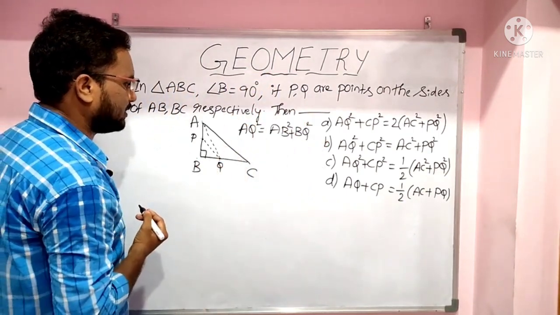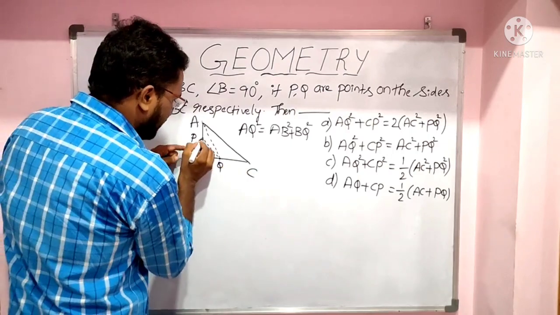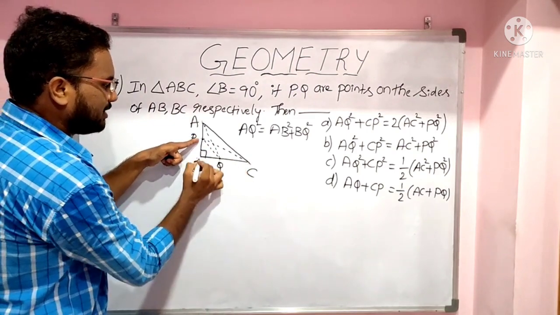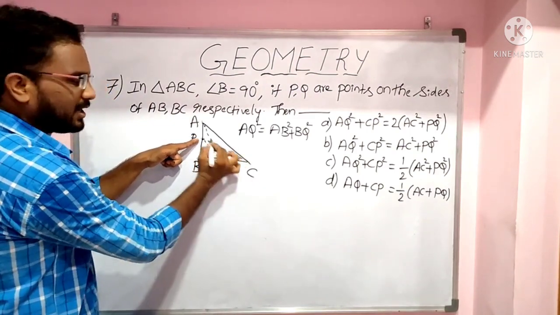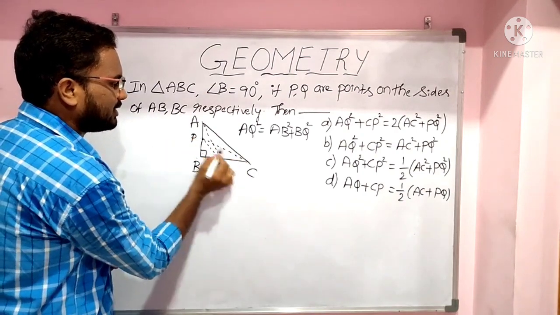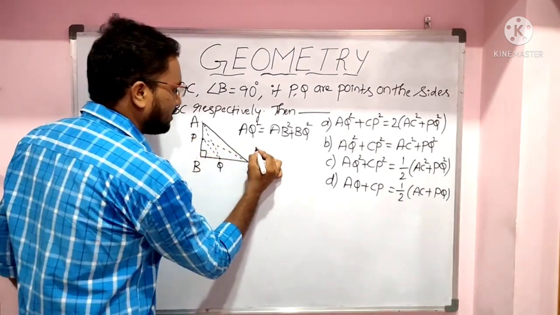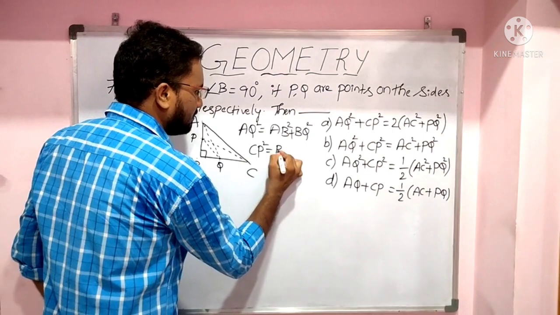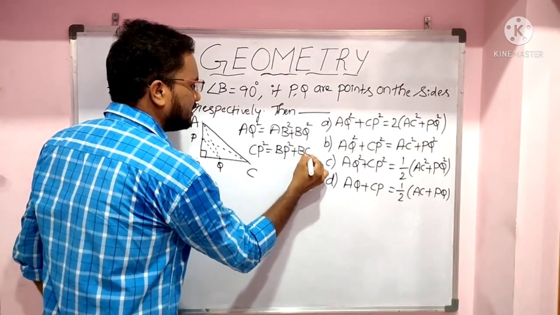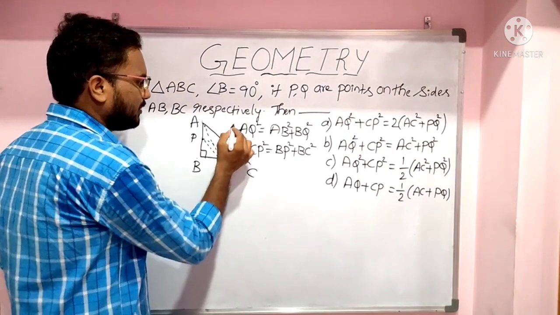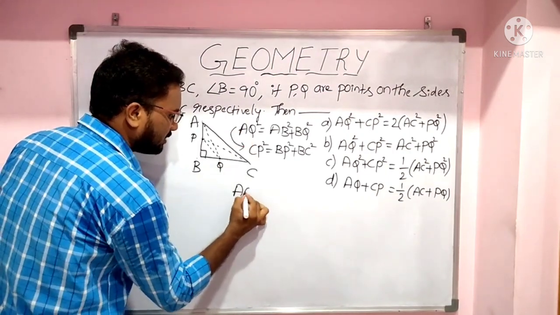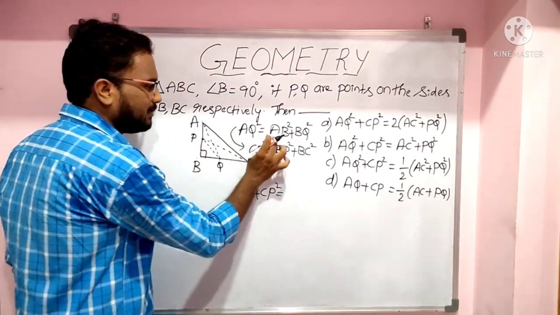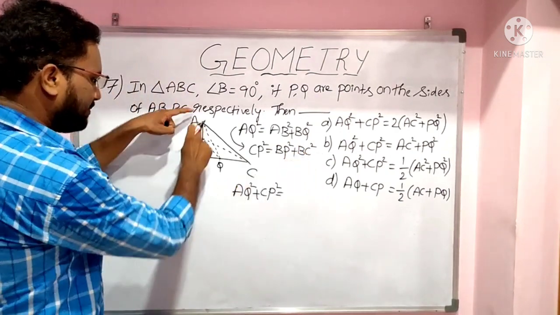Next one, CP square. If I join these 2 points, it is 90 degrees. So triangle CPB is a right angle triangle. In this right angle triangle, CP is the hypotenuse. So by Pythagoras theorem, CP square equal to BP square plus BC square. If we add these 2 equations, AQ square plus CP square equal to AB square plus BC square.